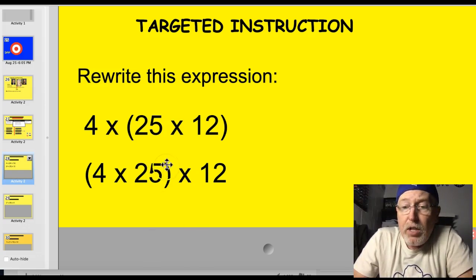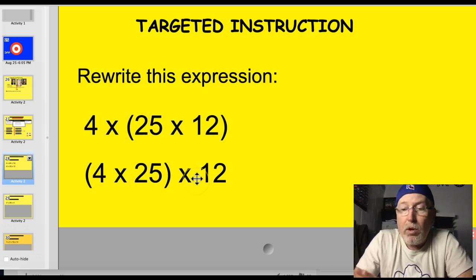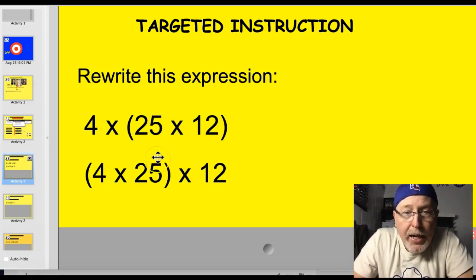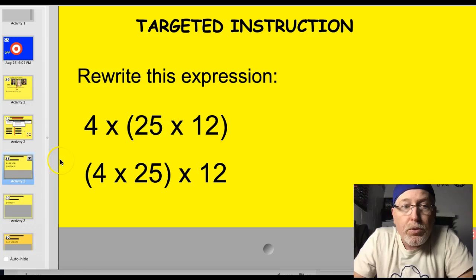Now we don't have to evaluate, we just have to rewrite. But notice I moved the brackets. I'm rewriting it using the associative property. The associative property. Get that term down. Wait, let me see. Did I move the order? 4, 25, 12. 4, 25, 12. No, you don't change the order of the numbers. You just change the bracketing, the grouping. You're using the associative property.